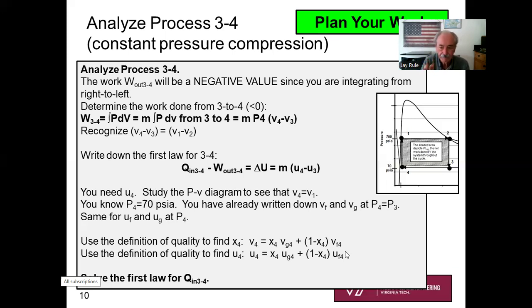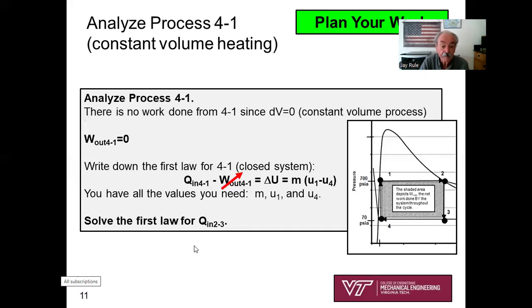And also, do you see, it's not formulas. So nobody is walking you through, do this formula, do this formula, do this formula. You've got to figure this out on your own, in your head, and with the help of a pressure volume diagram that you drew. All right, enough preaching. Solve the first law for Q from 3 to 4, and you've got process 3 to 4.